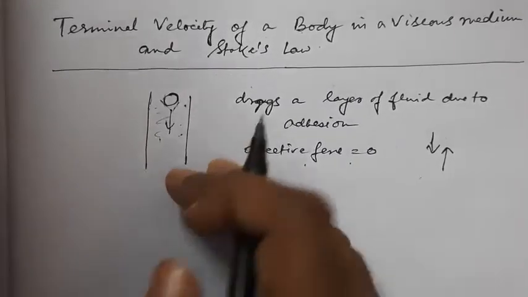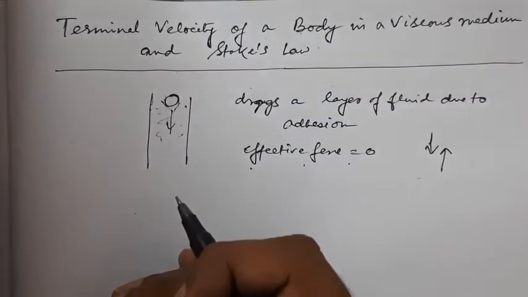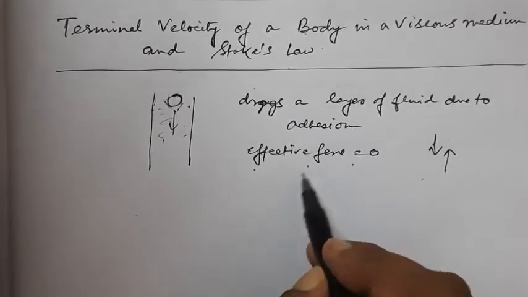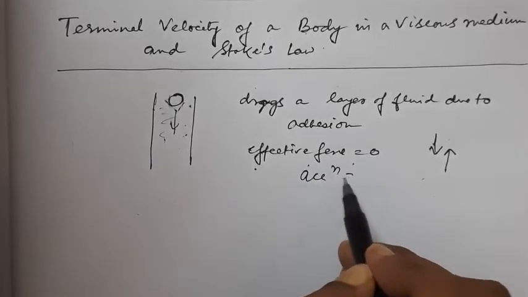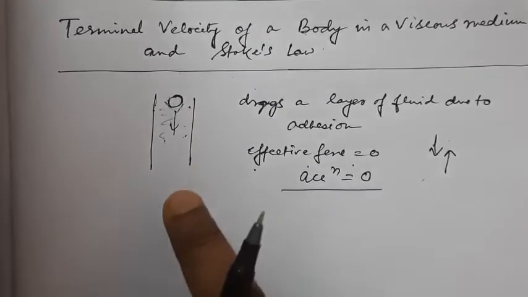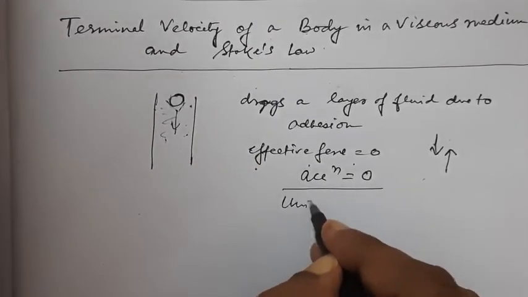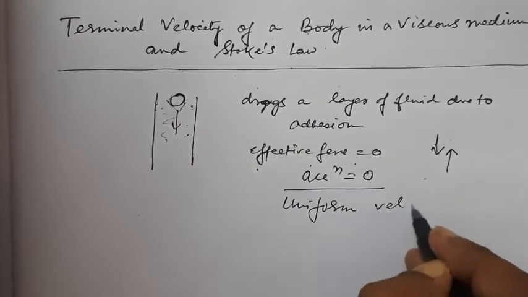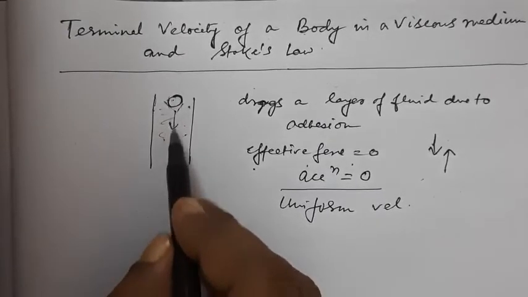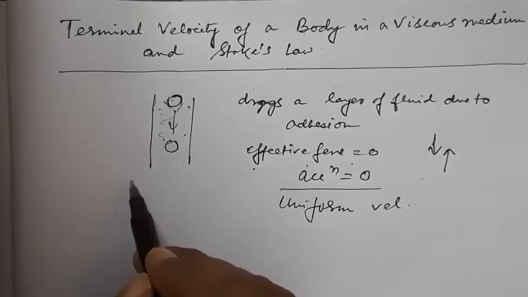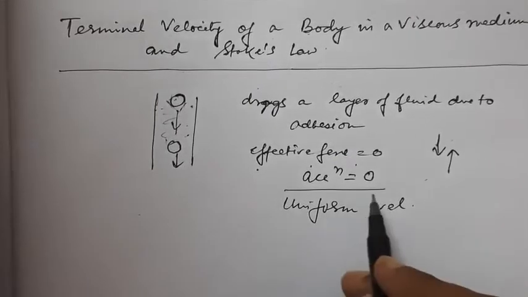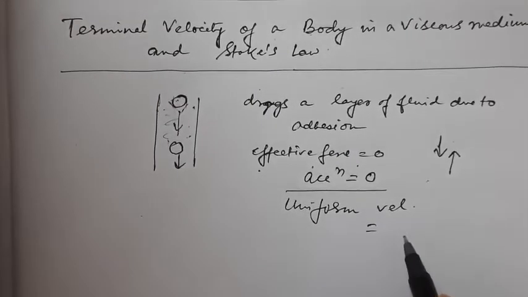Now, as the body was already in motion, the body will continue to be in motion but with a uniform velocity. As the effective force is zero, we can say that acceleration becomes equal to zero. But as the body was already in motion, the body will not stop. It will move with uniform velocity. So when we had released the body from the top, there was acceleration. But after a fall of a particular distance, we find that this effective force becomes equal to zero, and the body then falls with a uniform velocity, known as the terminal velocity.